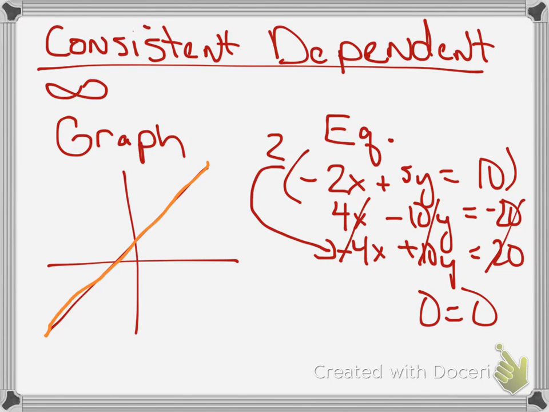And then for a consistent dependent, the equations would actually, everything would cancel out. The x's would cancel out, the y's would cancel out, the answers would even cancel out. Everything cancels out. On a matrix, the bottom row would be all zeros. And so that would tell you from the matrix.